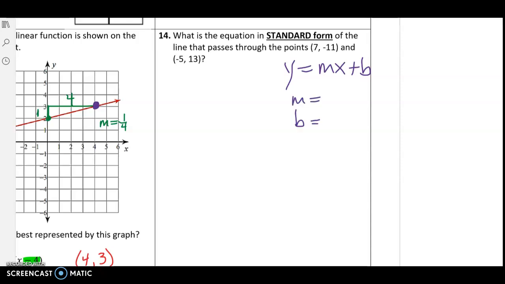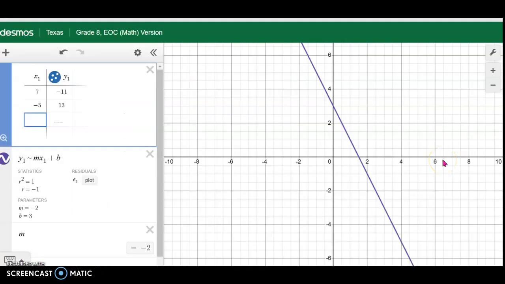Now you can use the slope formula to find slope, but if you have 2 points, you can make your own table and put that table into Desmos. Okay, take a moment, put it in Desmos, and check it. Okay, so you can see that I have put in the 2 points that were given to me, and I found that my m slope was -2, and my b value is +3, my y-intercept.